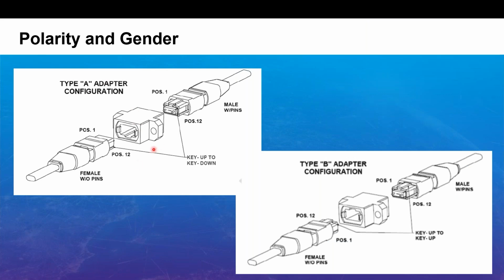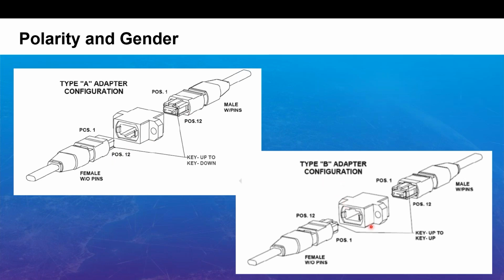So here's another example of that. If I've got fiber 1 here and fiber 1 here, a type A adapter is going to be key up to key down so that the two fibers line up. So this would be a pass through or a straight through type configuration. Nothing's going to change here. You're just joining these two fibers together. Fiber 1's going to 1 and all the way out to 12's going to 12.